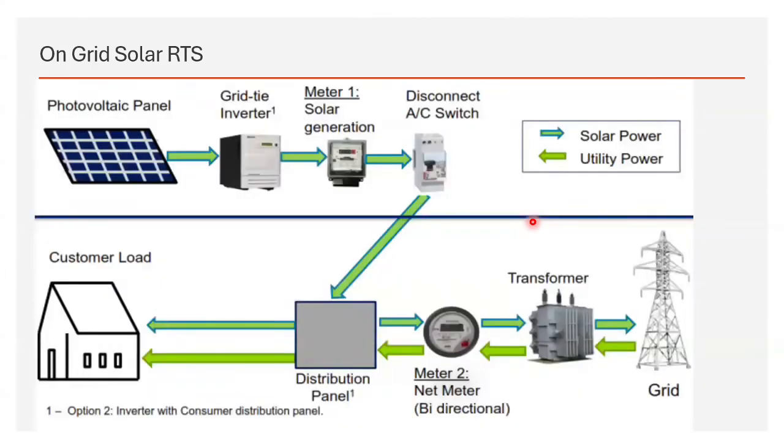Now, this is a schematic of an on-grid solar RTS. This is the photovoltaic cell and the grid tie inverter. Why it is called a tie inverter, we'll go through in the future slides. And this is the meter. This is the AC disconnector, that is MCB, and the distribution panel. You can see the solar energy generated is pushed to the distribution panel, part of that we consume, and the remaining we send back to the utility. During night hours, we draw power from the utility for our household requirement.